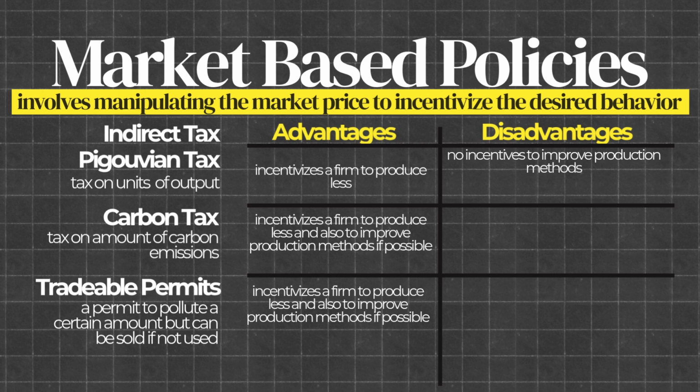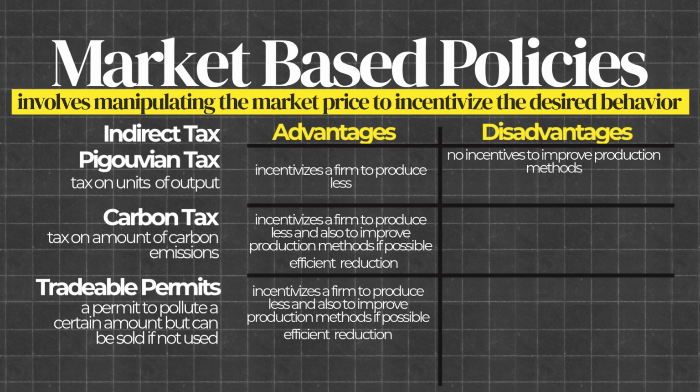If it is too expensive for the firm to switch to clean production, then they will pay for the additional permits instead. Therefore, both carbon taxes and tradable permits are policies that reduce pollution more efficiently by rewarding the firms that can do it more cheaply and punishing the ones that can't. This is why most economists prefer market-based policies to deal with externalities. However, just like any other policy, there are some disadvantages as well.